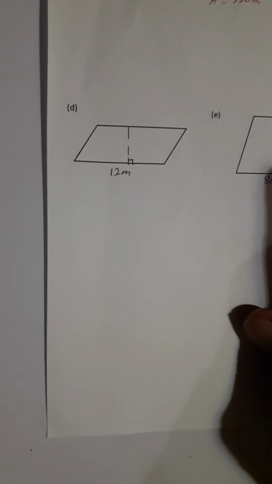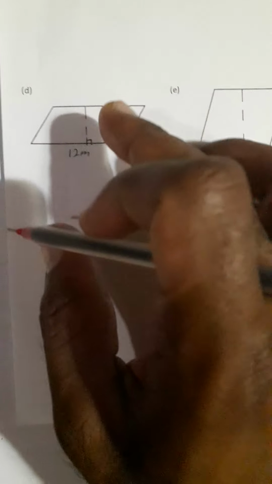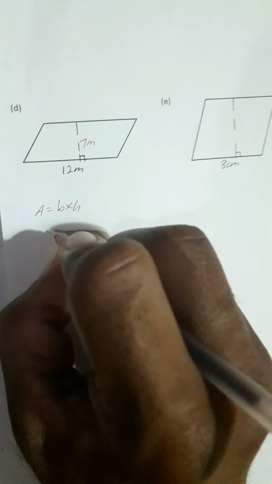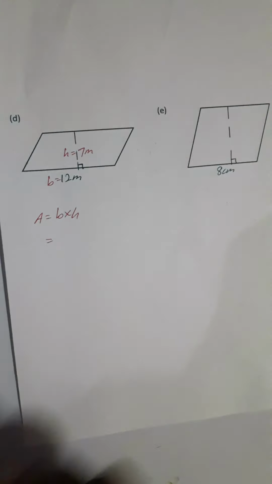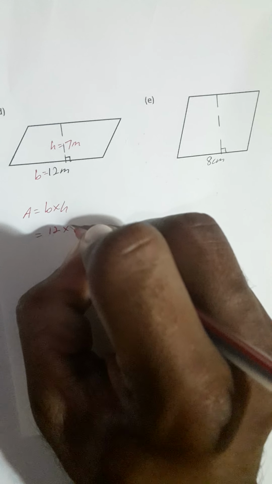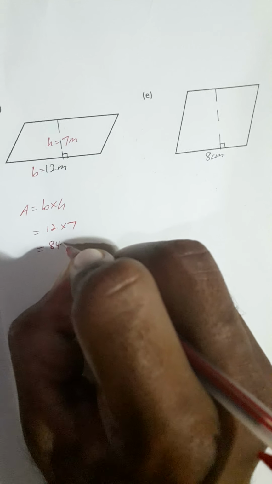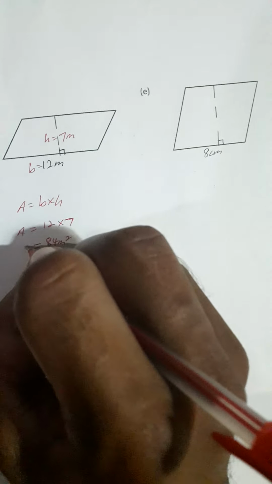Here we have a parallelogram. Yeah, I forgot a dimension there. So let me just say this is 7 meters. Good. So the area of the parallelogram is base times height. So the base is the one at the bottom. The height, that's the perpendicular height here. So it will be 12 times 7, which is 84, so our answer is 84 meters square area.